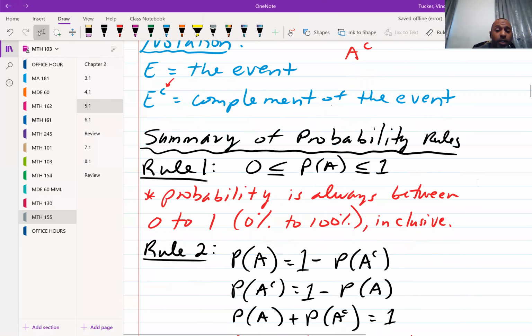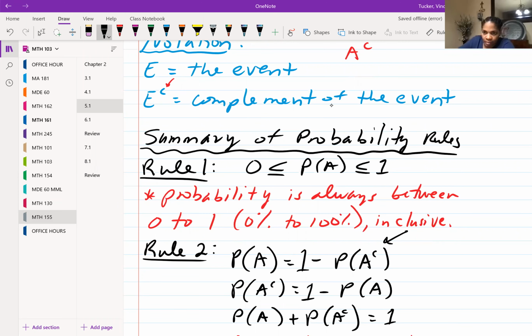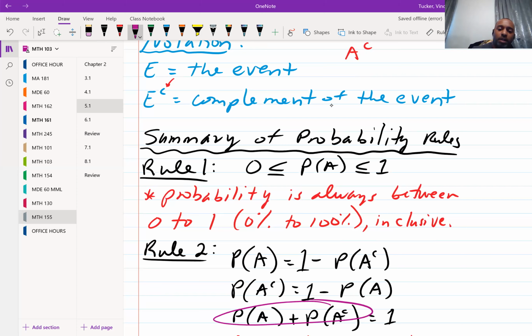Then the relationship between the complement and your regular event. If you have the probability of your complement and you want to know the probability of your actual event, you can subtract it from 1. Or if you have the probability of your event and you want to know the complement, subtract that from 1. Basically, the bottom line is that if you add the probability of your event and the probability of everything else together, it'll give you 1. So all of these are the same rule, just manipulated according to what you want to find.